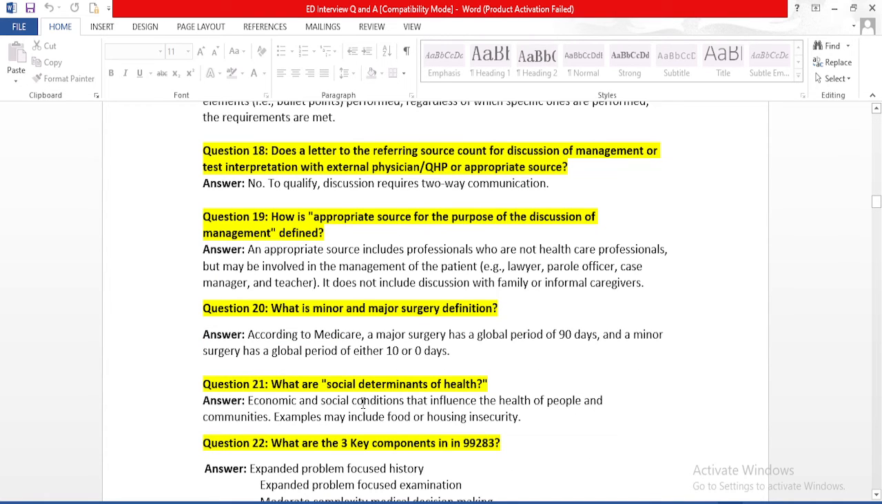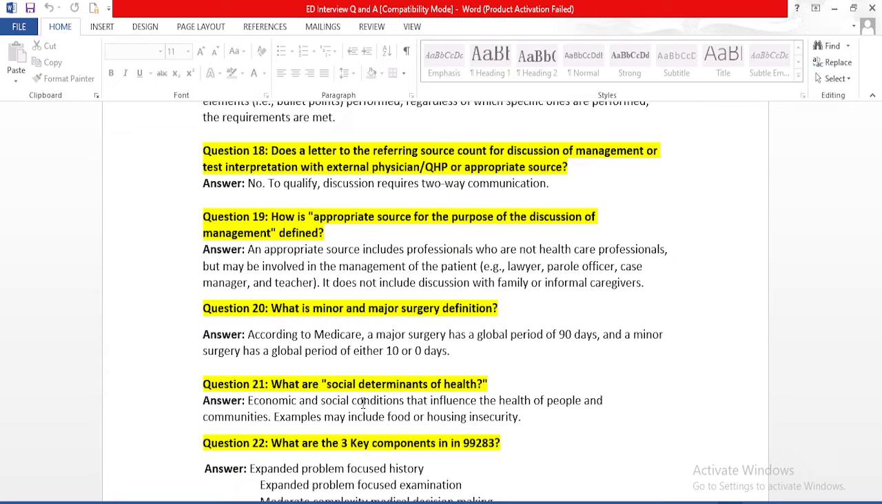Next question. Does a letter to the referring source count for discussion of management or test interpretation with an external physician, qualified health professional or appropriate source? No, a qualified discussion requires two-way communication.